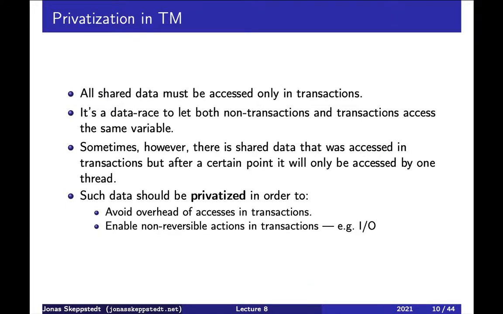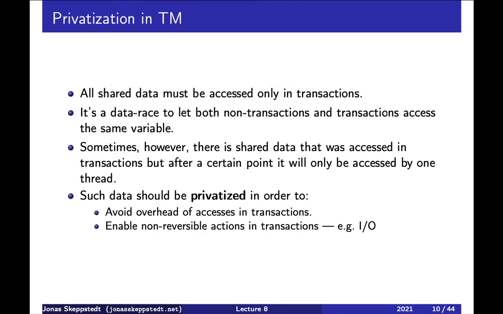One of the key ideas with transactional memory is that all shared data is accessed only from a transaction. And it's a data race if there are also accesses to shared data from outside a transaction. So that's a severe bug. However, there are situations when it's better to be able to access shared data also outside of transactions.